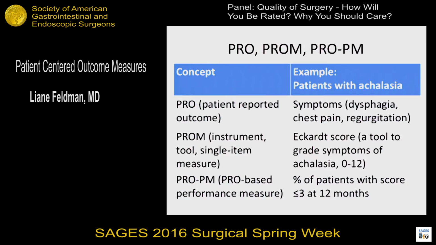So an example is an Eckardt score, where you have a series of symptoms and they're graded, and you get a score at the end from 0 to 12. But how that could be used as a PRO-based performance measure would be that there would be a benchmark, and you would say that patients after treatment for achalasia should have a score less than 3, and you would aggregate all the data, and you would look at the proportion of patients who met that benchmark. So that would be how you would use a PRO for performance measurement.